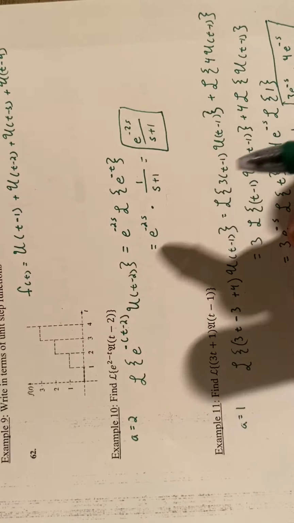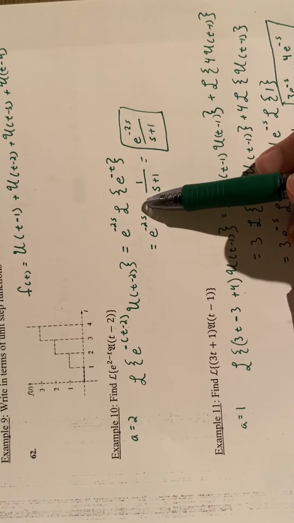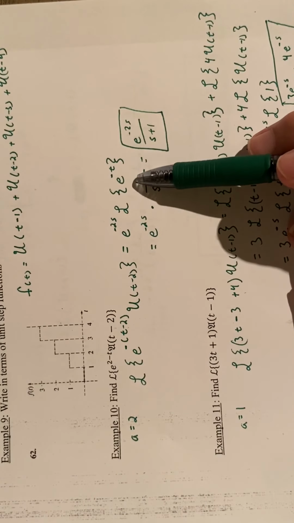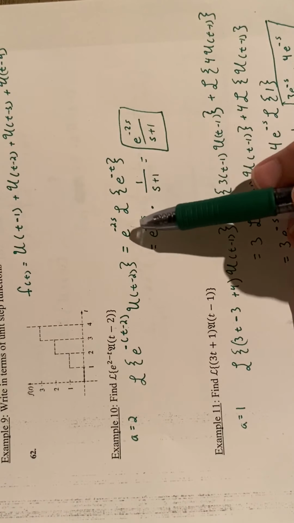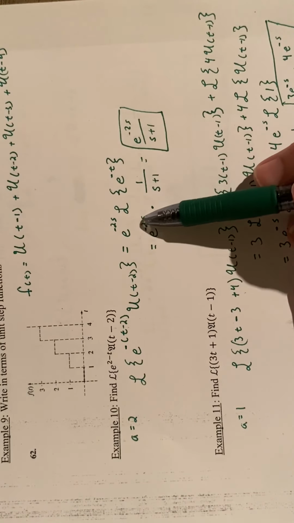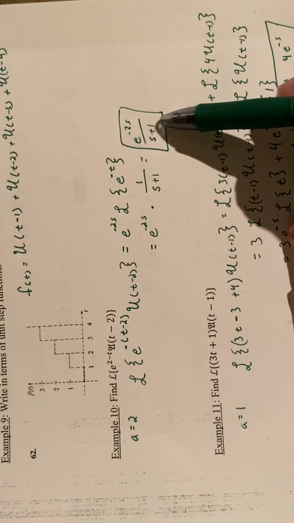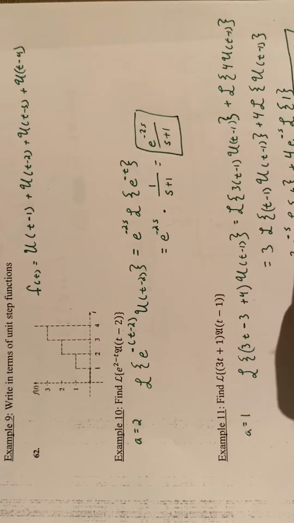So it's just e to the negative t. And if I remember back some notes ago, the Laplace transform of e to the negative t is just 1 over s plus 1. And then again, times the e to the negative 2s on the outside. So it's just e to the negative 2s over s plus 1.